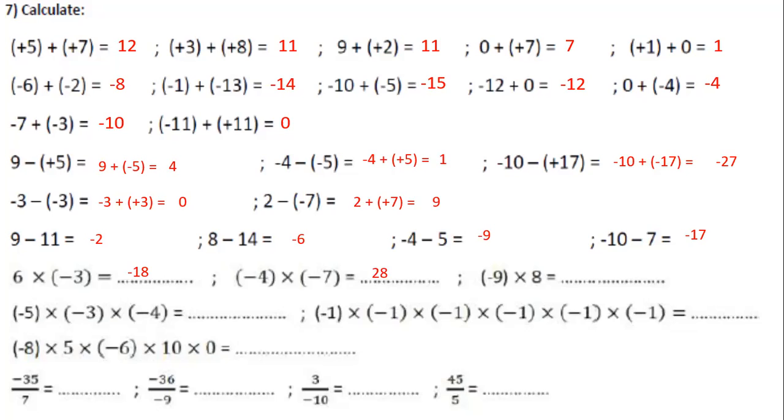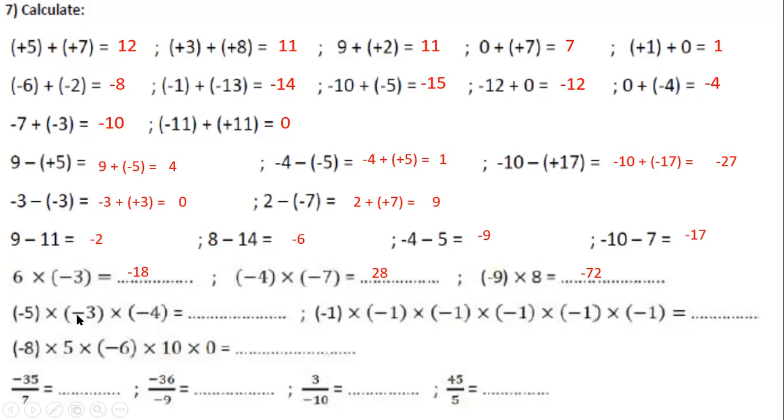Negative times positive is? Negative. 9 times 8 is? 72. Bravo, negative 72. Now here we have 3 numbers. It is the same. We multiply all the signs, then we multiply all the numbers.